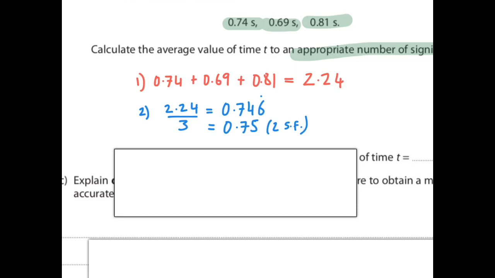You know it'll be 0.75 because this number is 5 or above, so that affects this number by making it go up by 1. If it was lower than 5, it would stay as 4.